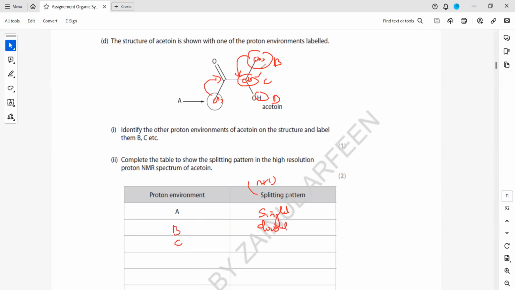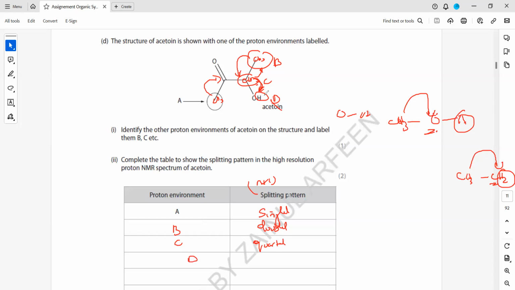For C, the neighbor is CH3, and remember, we will not consider OH. Because the oxygen is like breaking down the sequence. Even though there is O and H, we consider oxygen is there. Remember always when OH is there and there's CH3, when we talk about the neighbor, we say the neighbor does not have hydrogen. Oxygen does not allow it to couple with this. But if CH3 was there and then CH2 was there, then even though carbon is attached, the neighbor hydrogen can couple. But when neighbor oxygen is there, it cannot couple. So this will be 3 plus 1, as 3 plus 1 makes 4. So it will be a quartet.